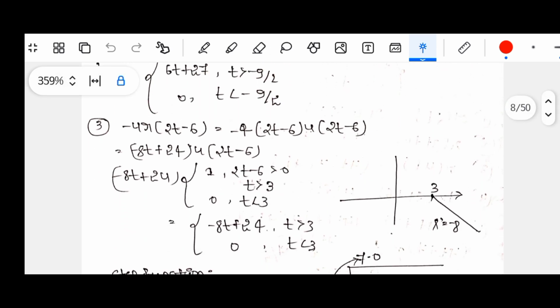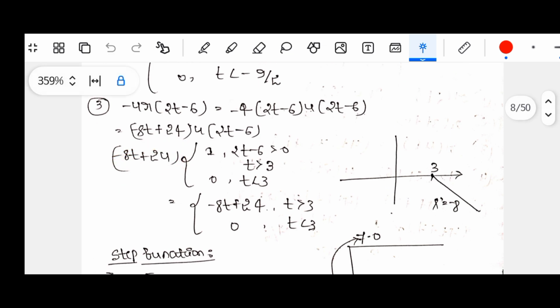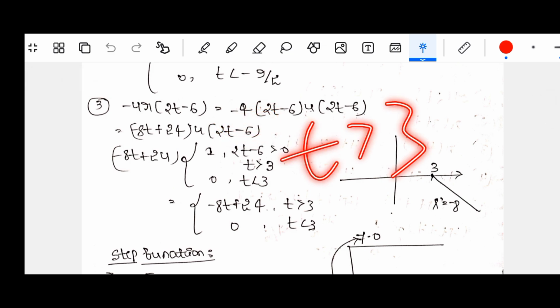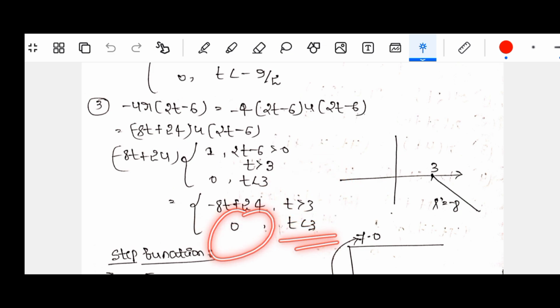Next question. Minus 4 into r of 2t minus 6. See this. Multiply this 4 with the 2 and 6. We will get minus 8t plus 24, u of 2t minus 6. Take minus 8t plus 24 outside. Next, it will be 1, and then you solve this equation. You will get t greater than 3 for 1, and 0 when t is less than 3. Multiply this with 1. You will get minus 8t plus 24 when t is greater than 3. It will be 0 when t is less than 3.